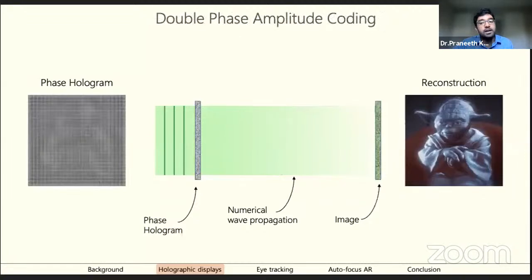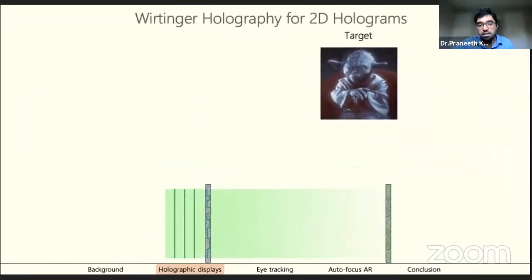And then there are other widely used methods called the double phase amplitude coding method, for example, where you propagate the light wave from the image where you know what image you want. You assume some amount of phase on that light, you propagate it to the hologram plane, and then you do some kind of heuristic encoding of this complex wave into a phase-only hologram. But both these are heuristic methods, and they have severe limitations. They're extremely noisy and stuff like that.